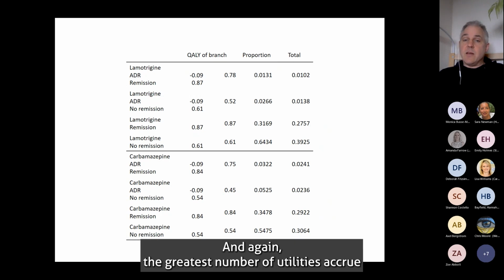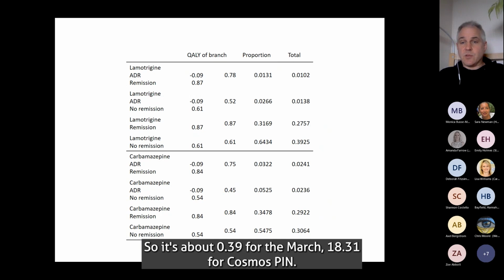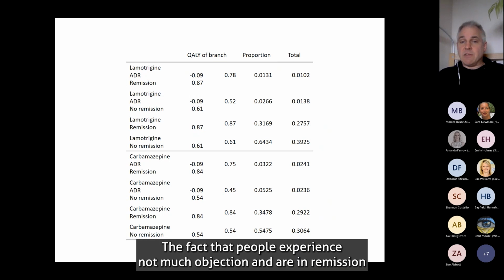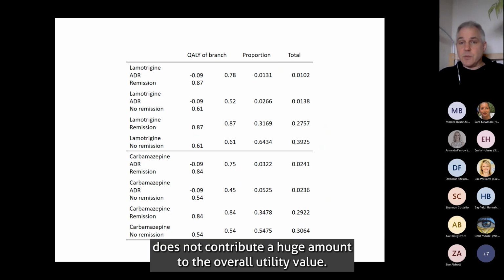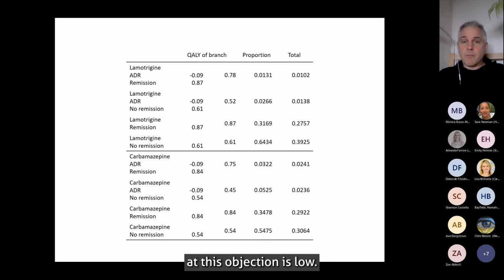And again, the greatest number of utilities accrue in those patients who are not in remission with either drug. So it's about 0.39 for lamotrigine, 0.31 for carbamazepine. The fact that people experience an adverse drug reaction and are in remission does not contribute a huge amount to the overall utility value. And that's largely because the probability of experiencing an adverse drug reaction is low.